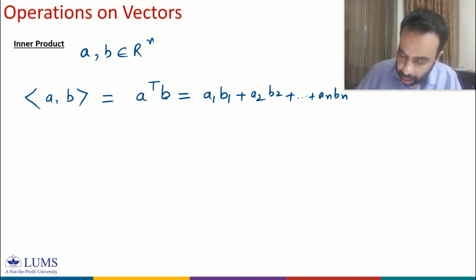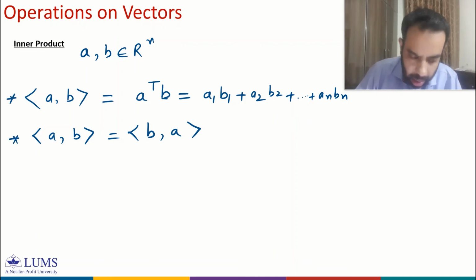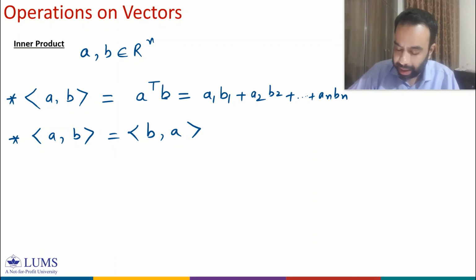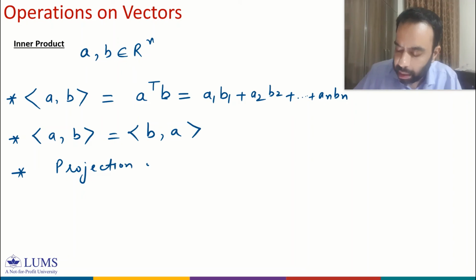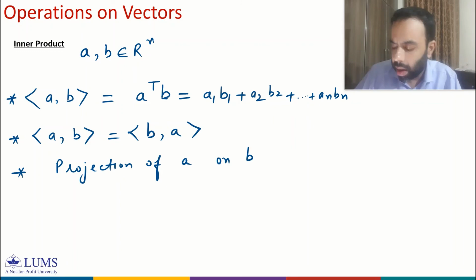And by definition, inner product is commutative. That simply means a inner product b is the same as b inner product a, right? So inner product is commutative. So what is the interpretation of inner product? Inner product gives us a projection of one vector, projection of a on b or projection of b on a, and we will see this in more detail in a while.